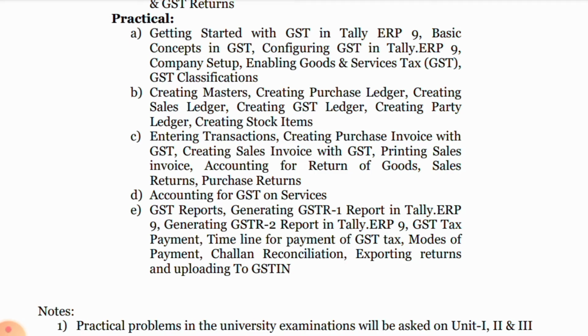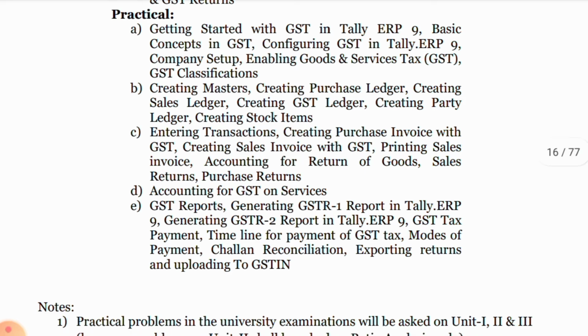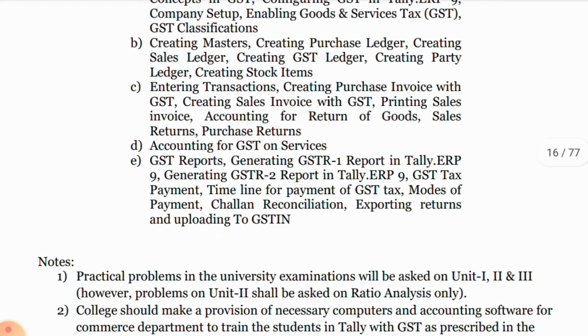Part C: Entering transactions, creating purchase invoice with GST, creating sales invoice with GST, printing sales invoice, accounting for return of goods, sales return, purchase returns. Chapter D: Accounting for GST on Services.